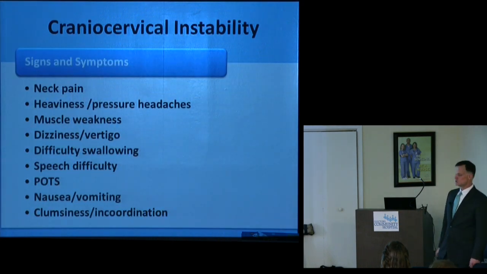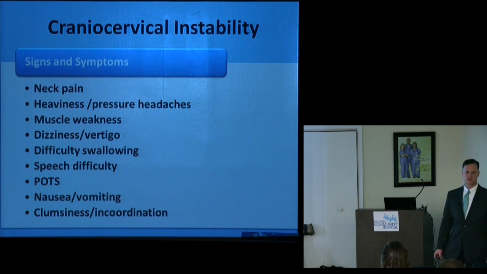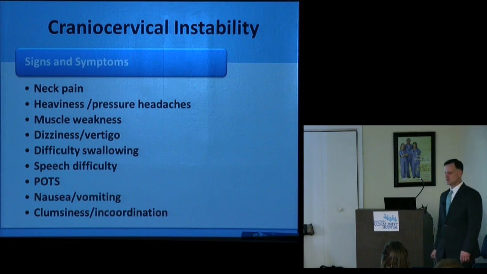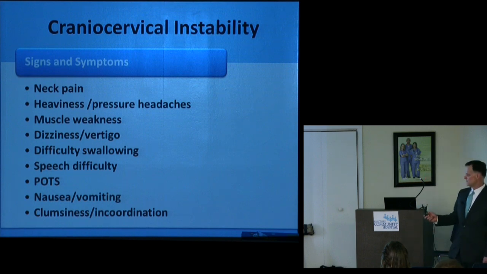Craniocervical instability signs and symptoms. You have neck pain, heaviness and pressure headaches, muscle weakness, dizziness, vertigo, difficulty swallowing, speech difficulty, POTS or postural orthostatic tachycardia, nausea, vomiting, clumsiness, and incoordination.